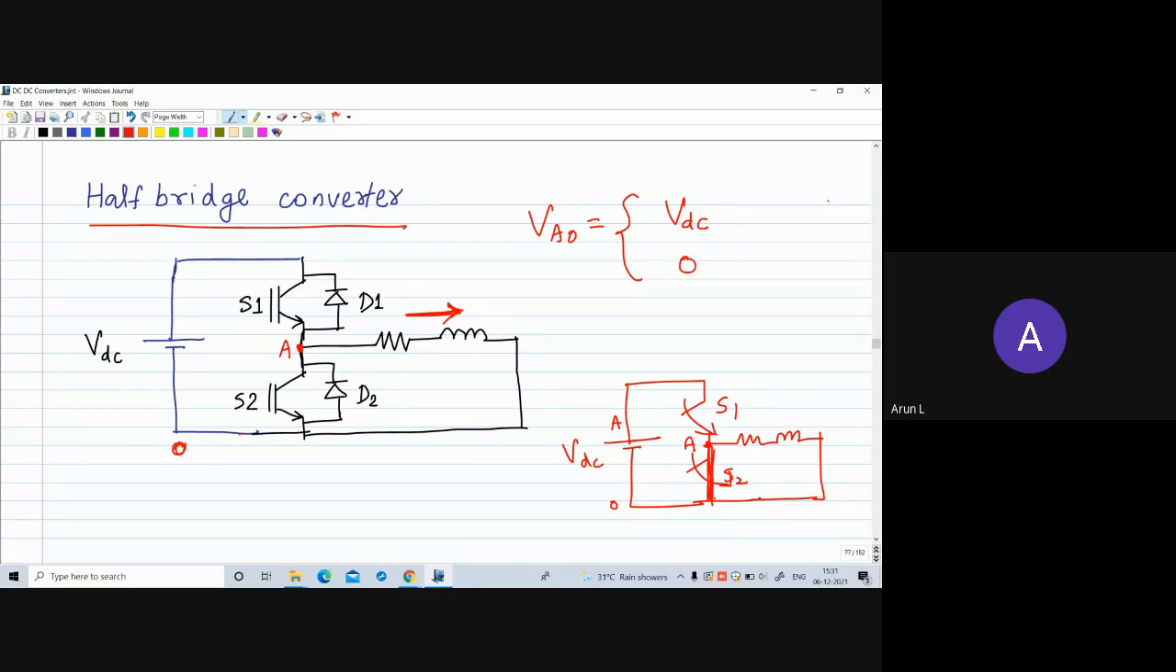So the output of the half bridge converter oscillates between these two levels. You have two levels in the output, VDC and 0, based on whether S1 is on or S2 is on. When S1 is on, S2 will be off. When S2 is on, S1 will be off. They are complementary. And this will realize a half bridge converter.